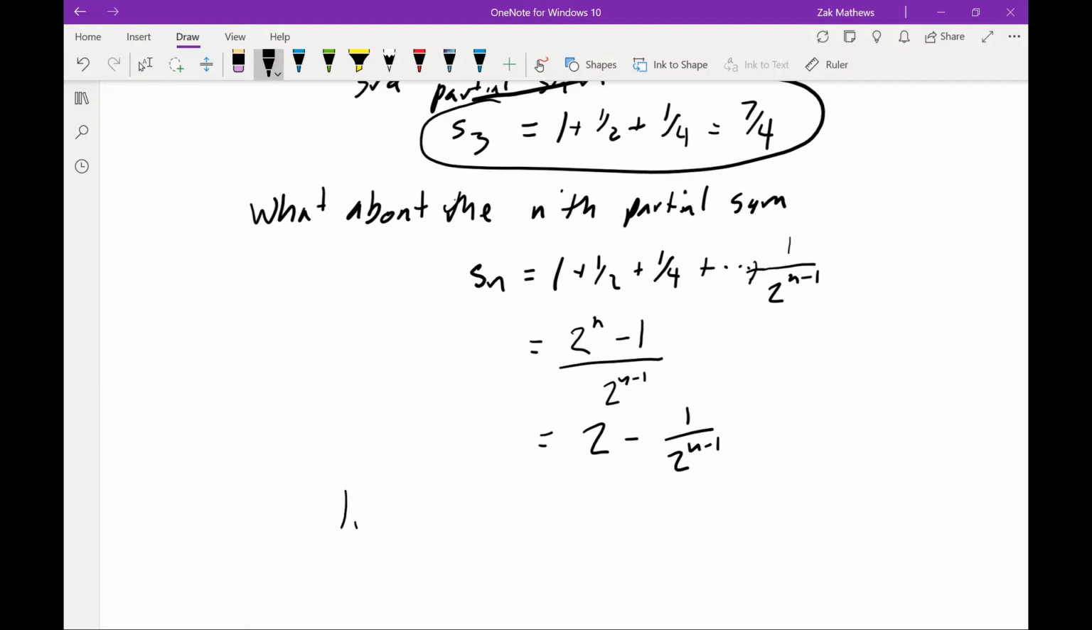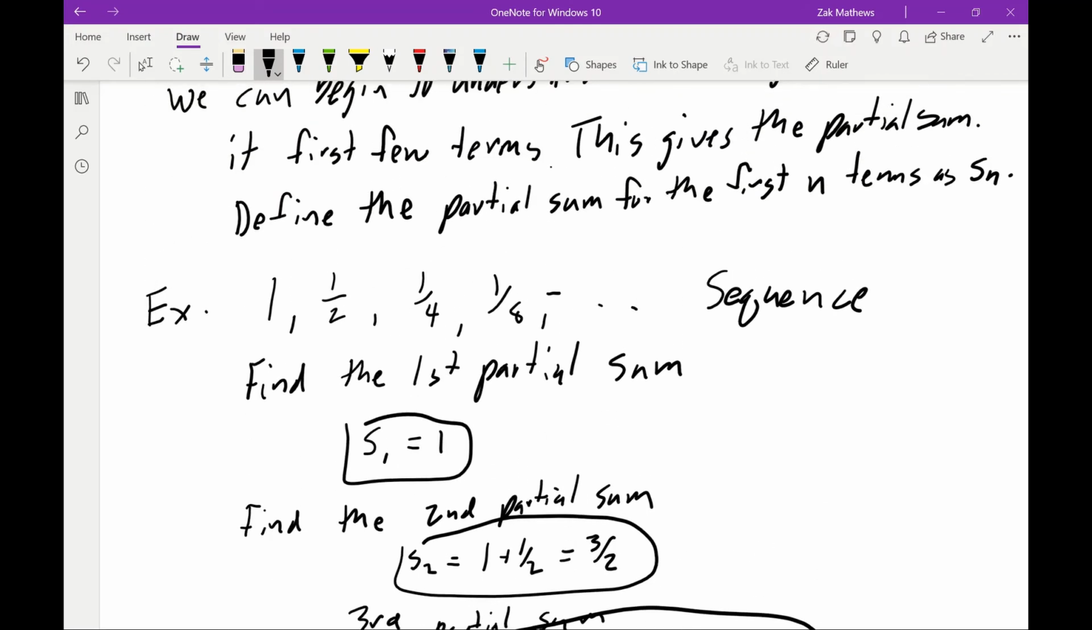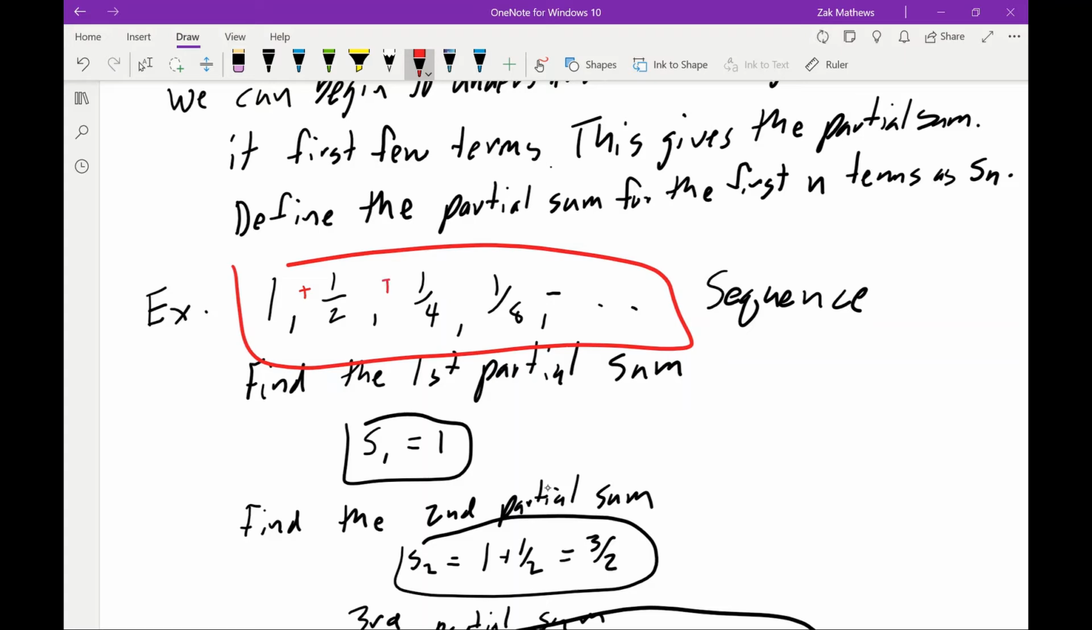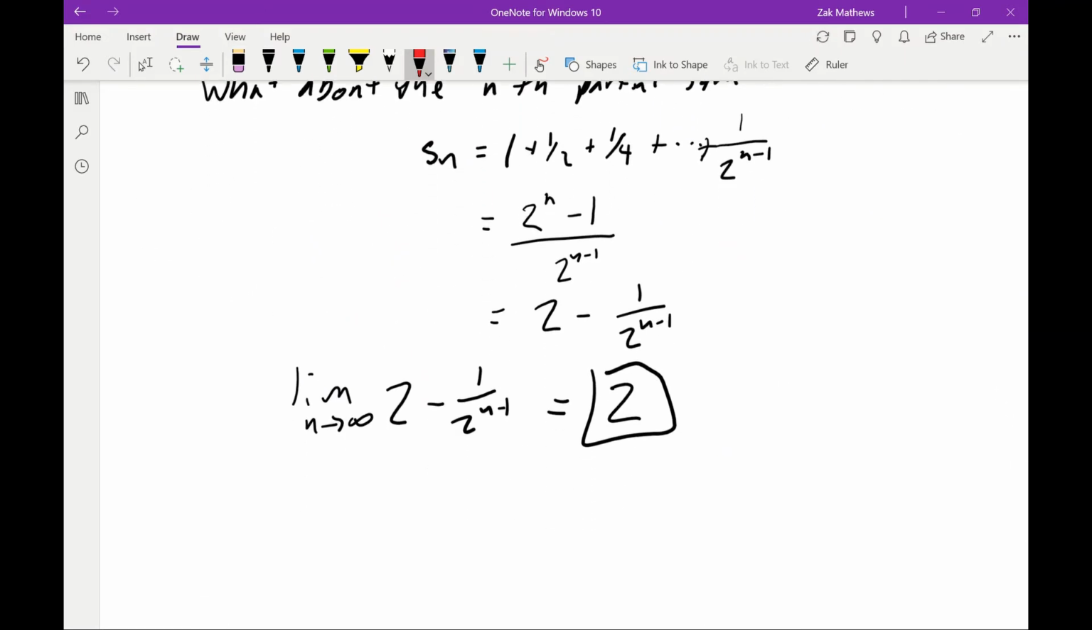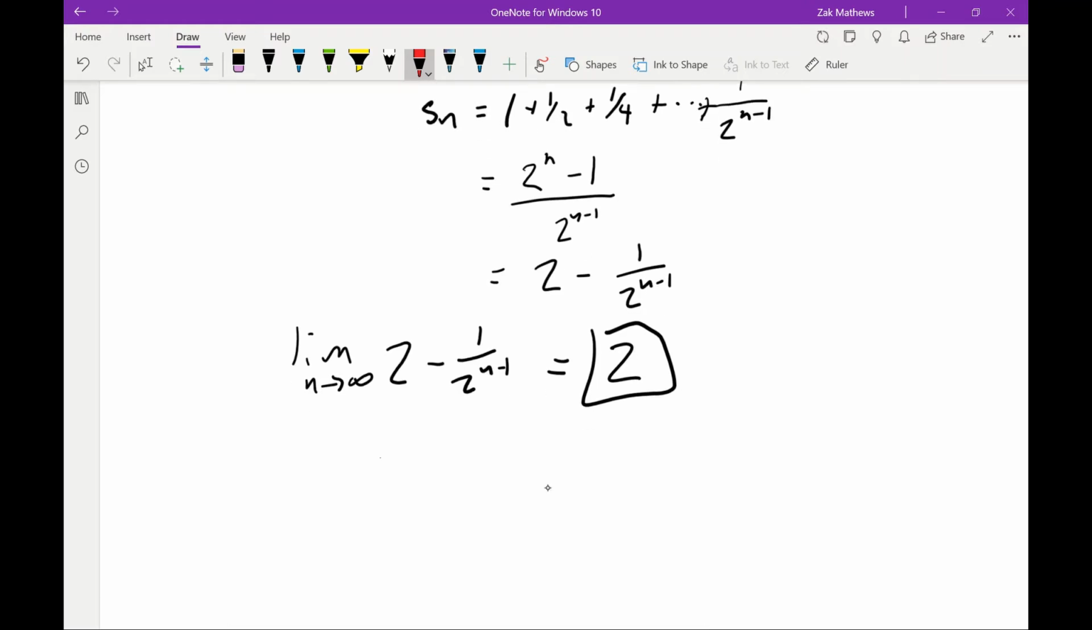Let's take the limit as n goes to infinity of 2 minus 1 over 2 to the n minus 1. That's simply equal to 2. So somehow, this initial sum right here, the 1 plus 1/2 plus 1/8, when we add all these things together over and over again, that is going to 2. And let me give you a way to kind of visualize that.